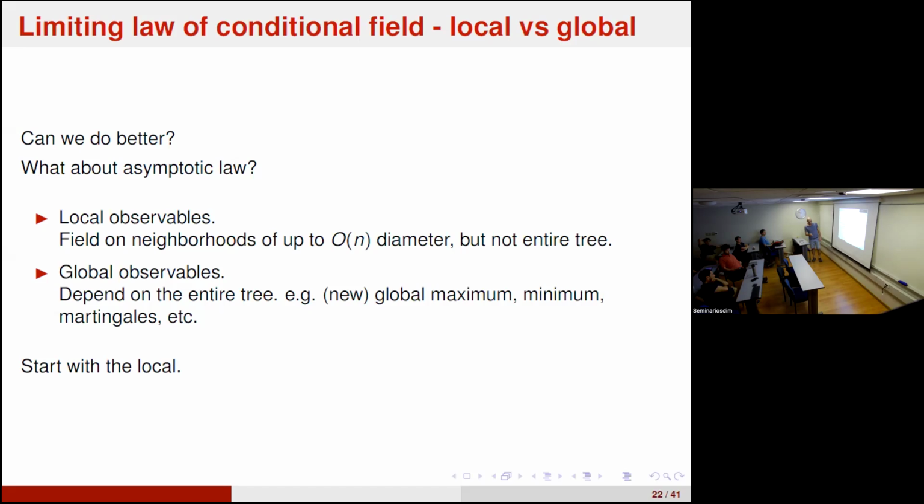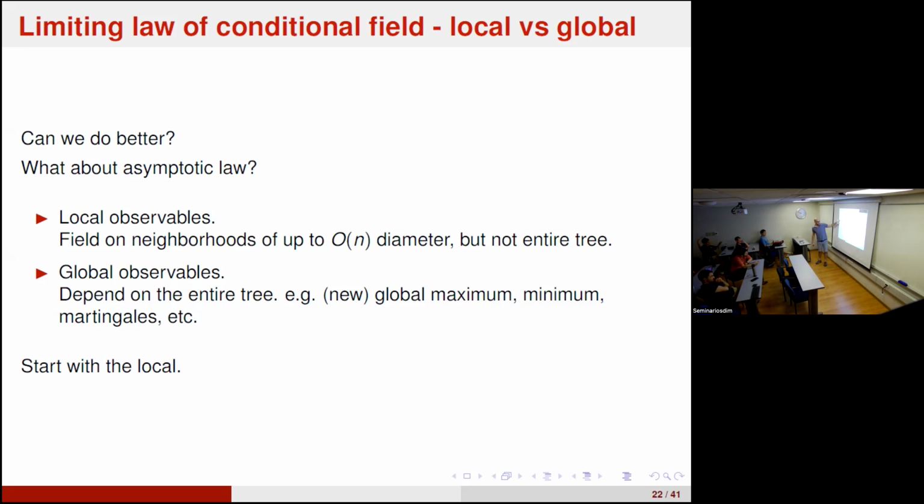Okay, so in the next couple of results, I'm going to tell you about asymptotics in law, and I'm going to discuss two types of asymptotics. Again, everything is under conditioning on things to be positive. So I'm going to talk both about local observables and about global observables. Local observables will be just the field after conditioning the leaves to be positive, the field in a neighborhood, which can be pretty large, but not the entire tree. So it could be linear in diameter, but not the full tree.